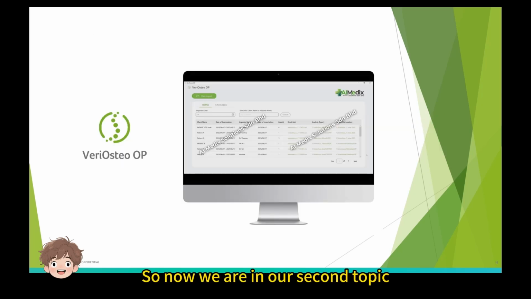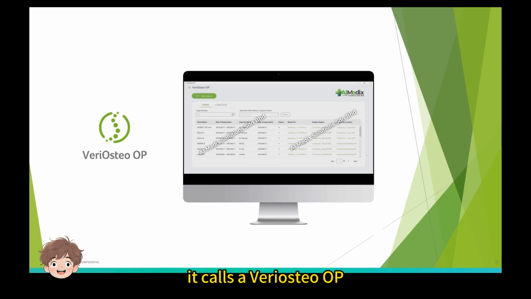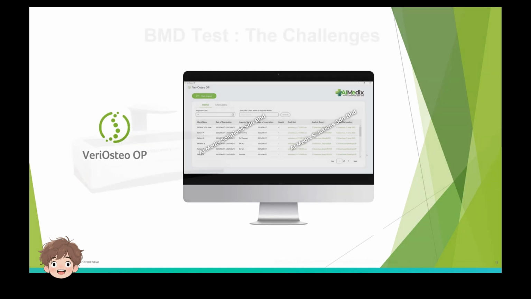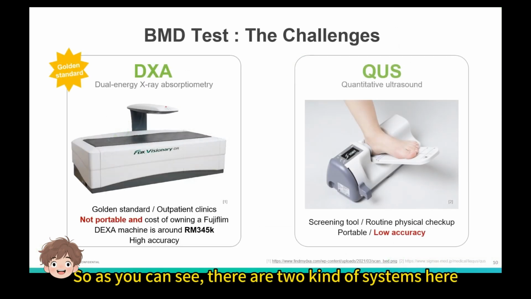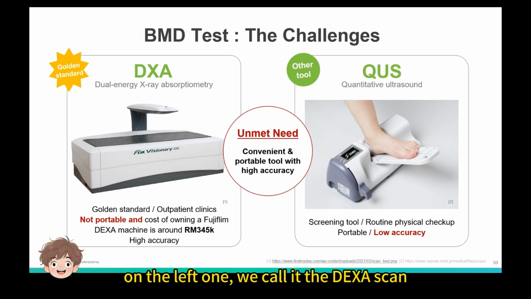So now we are in our second topic, which we will introduce more on our software. It's called Veriosteo OB. As you can see, there are two systems here. On the left one, we call it the DEXA scan, and on the right one, we call it a quantitative ultrasound, which we call QUS.